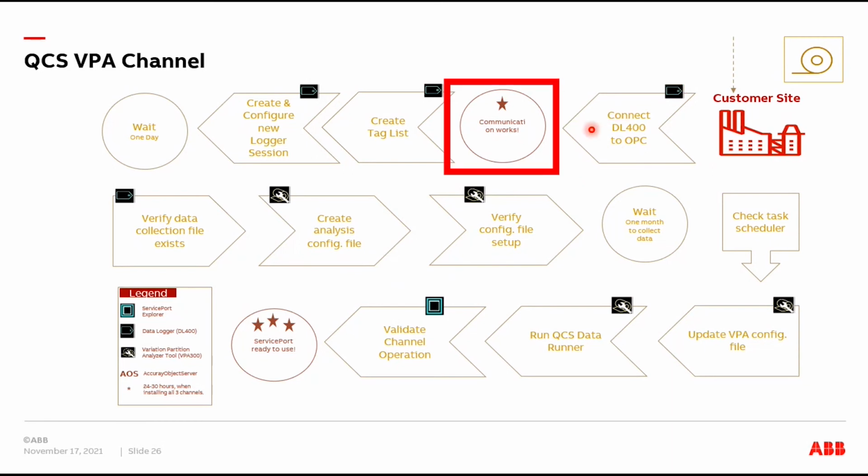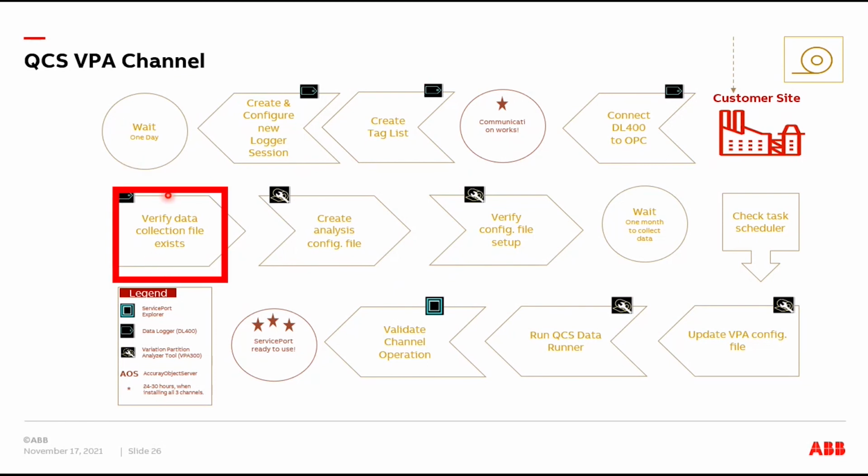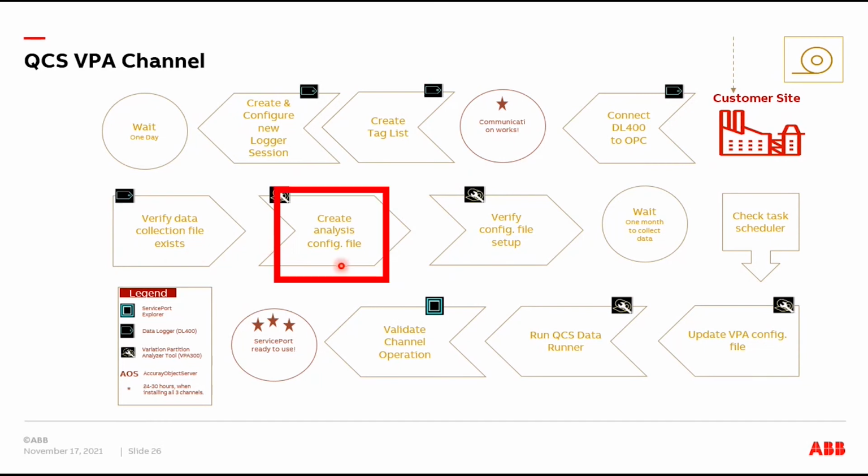Once we verify the connectivity, we can create a tag list. This tag list is the standard one if it's an ABB QCS. If it's not an ABB QCS, then the tag list, like the OPC path and everything, will change based on the connectivity we get. Once we create the tag list, we can create a logger session which will log the data. We'll wait for a day. Once the data has been logged, we will verify whether the data collection is there. Once the data collection is there, we will analyze that config file and set up the limits. We will create the grade groups based on the requirement.